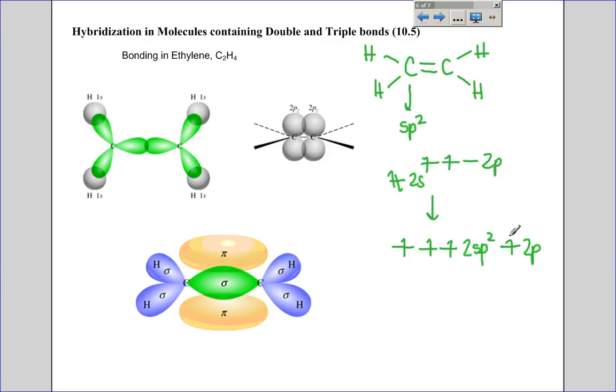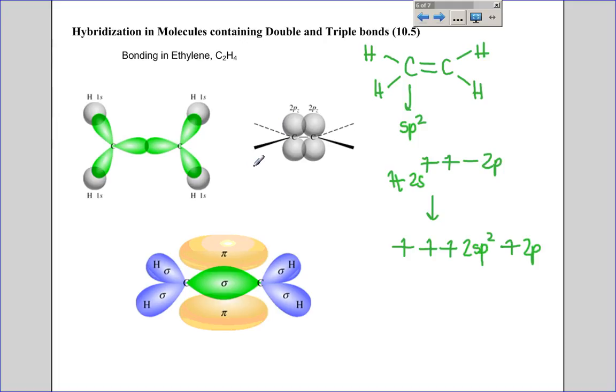Now what we also have is a 2p orbital that is unhybridized. And that 2p orbital will lie perpendicular to the plane. So if we flip this on its side, you can see the wedge and the dashed line, and the wedge and the dashed line, and then the p orbitals are perpendicular to the plane. So in this diagram, they'd be coming straight out at you.